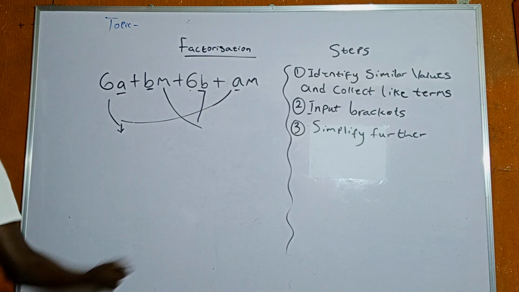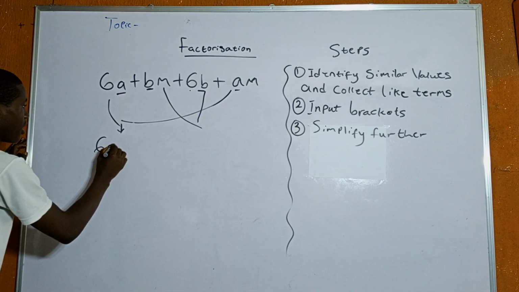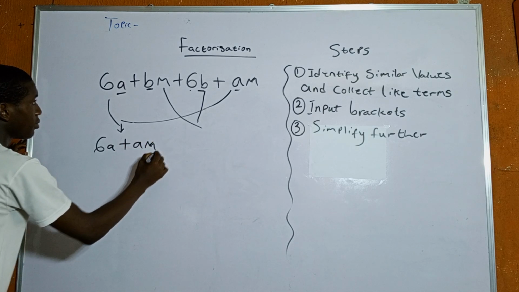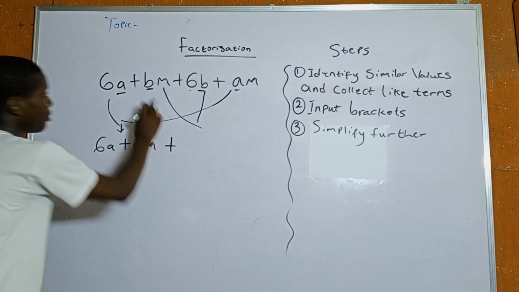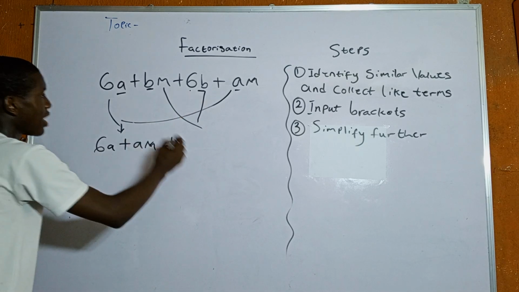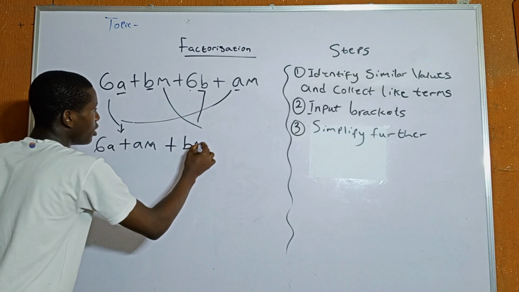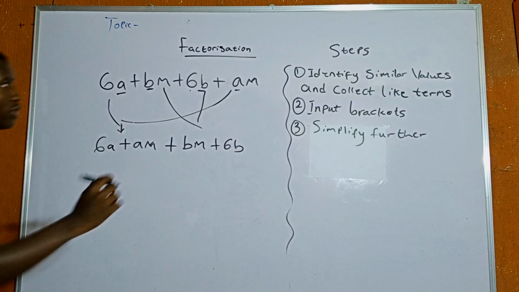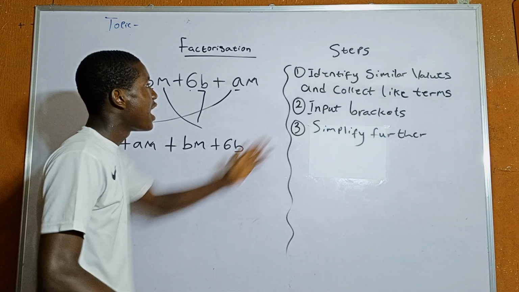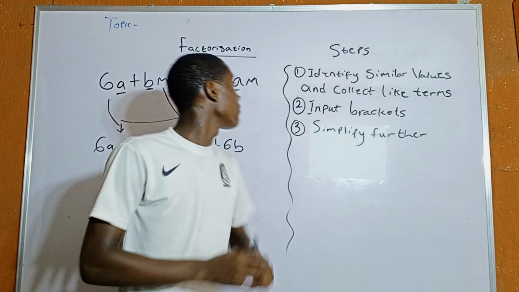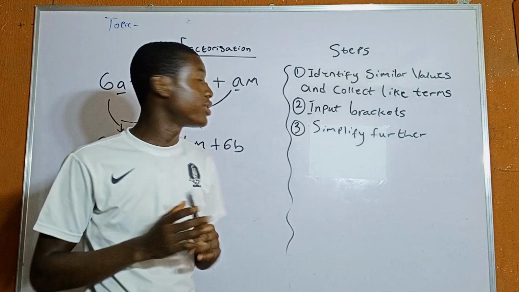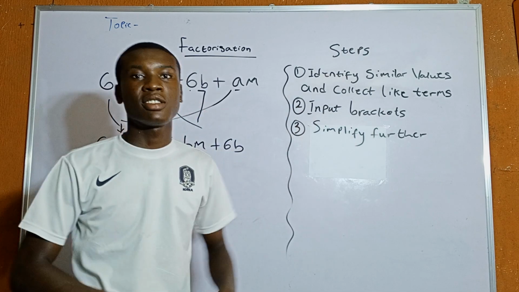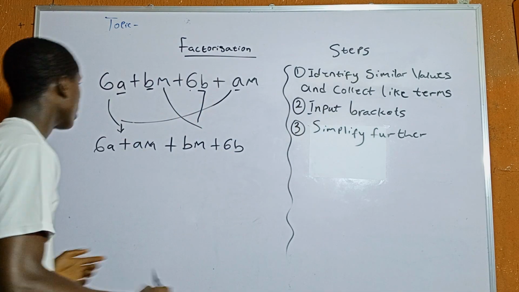Now let's do that. So we have 6A plus AM plus, bringing this B and 6B together, we have BM plus 6B. So now that we have identified similar values and collected like terms, we brought them together. Now it says input brackets, which factorization is all about.